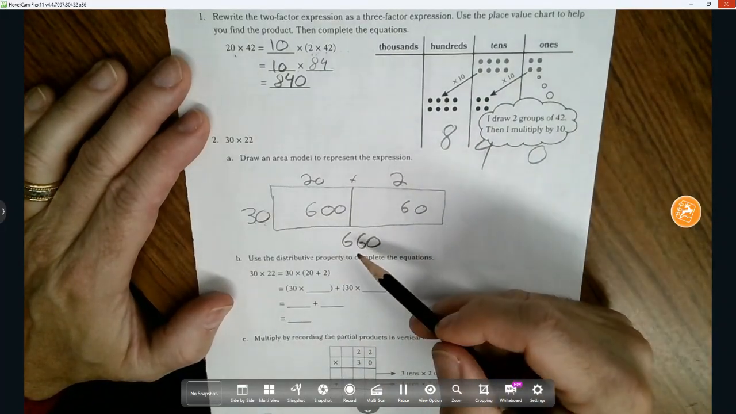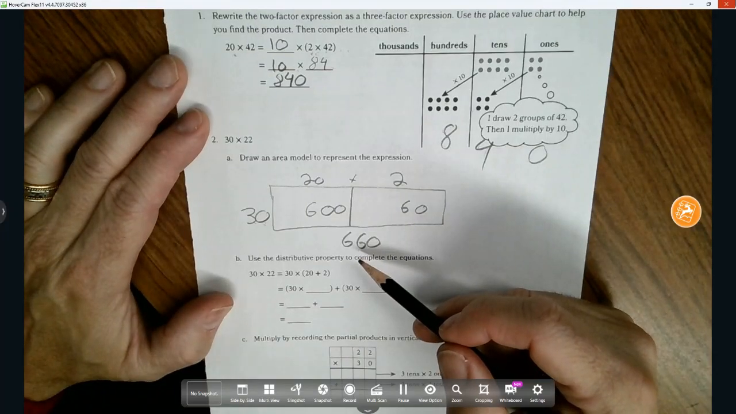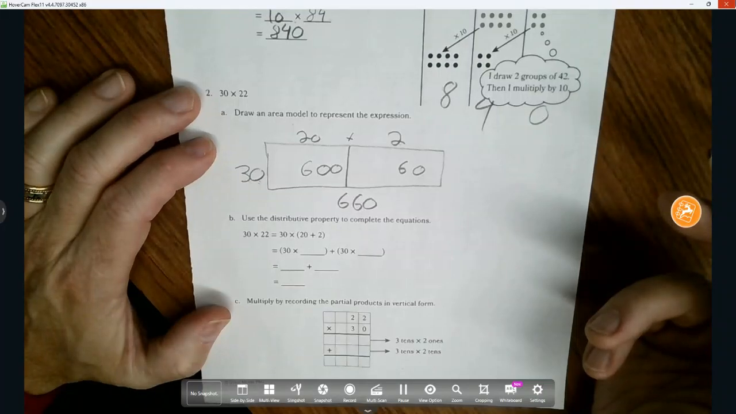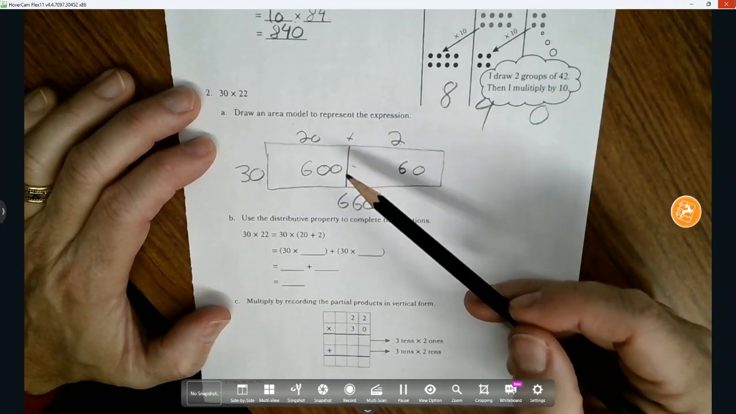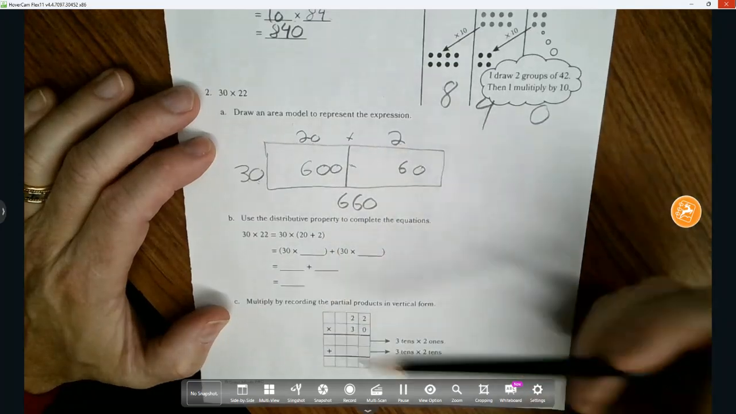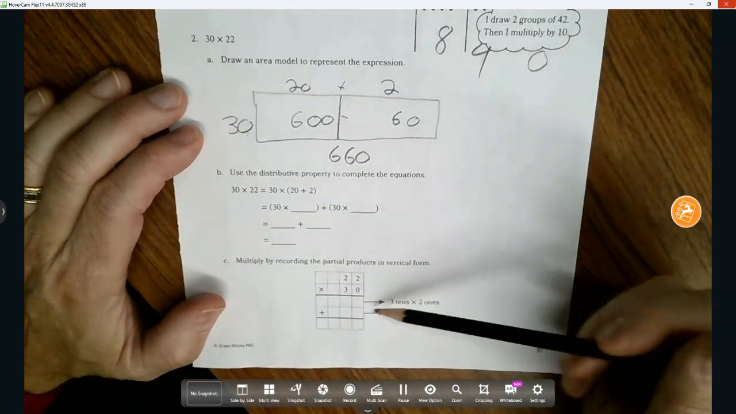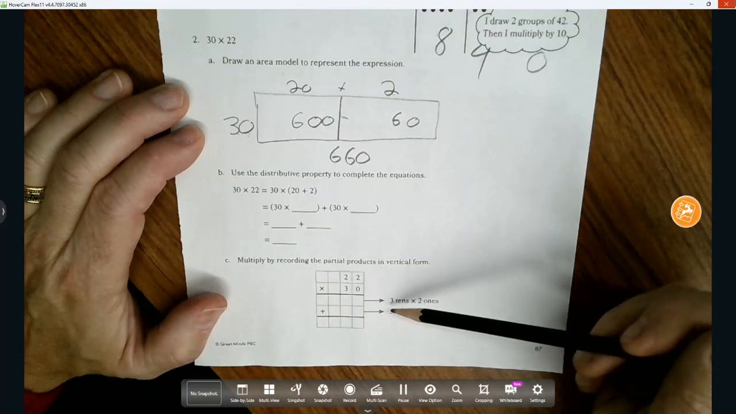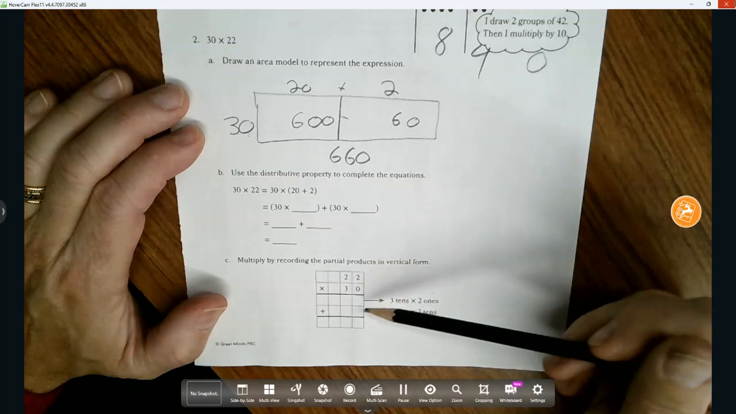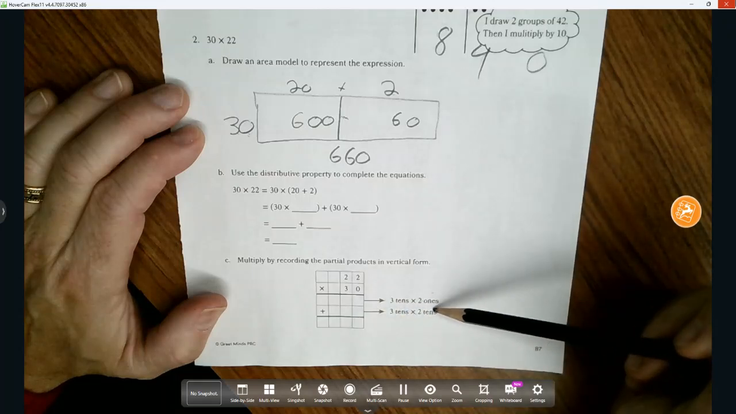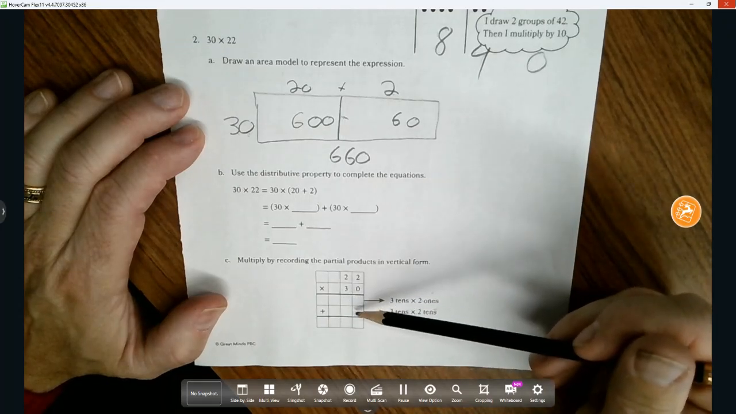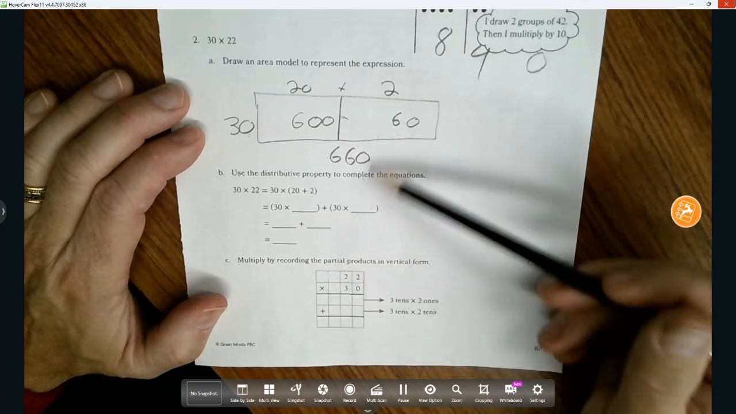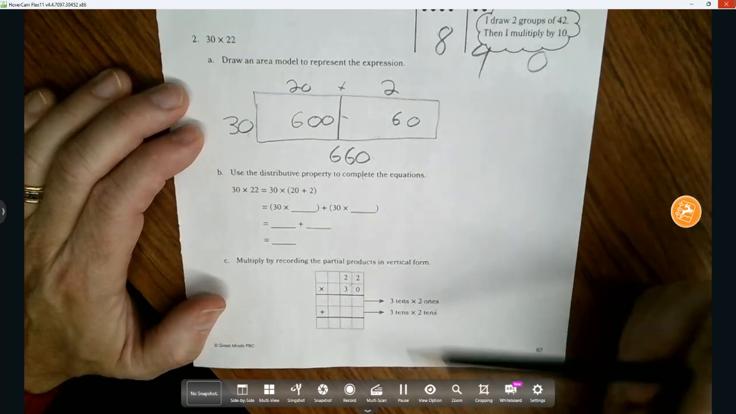Okay. If we look at the distributive property down here, it's about the same thing. Looks a lot like this one. So I would use that to help you. And then down here, we got 3 times 2 ones, and we got 3 tens times 2 ones. And we have 3 tens times 2 tens. So solve this problem here, solve this problem here. You've already solved this problem, right? Working on this. You guys should know this one.